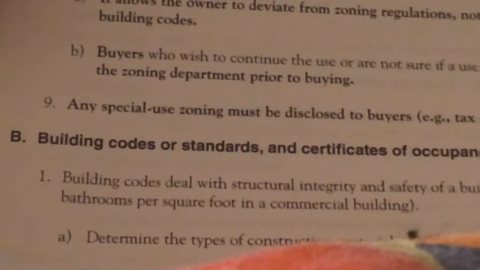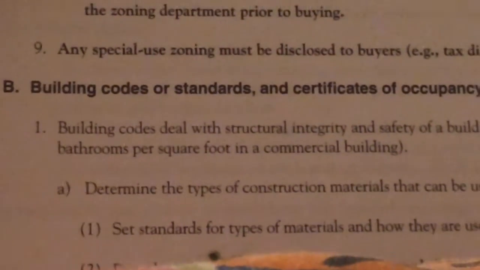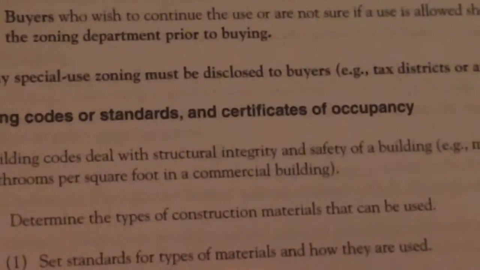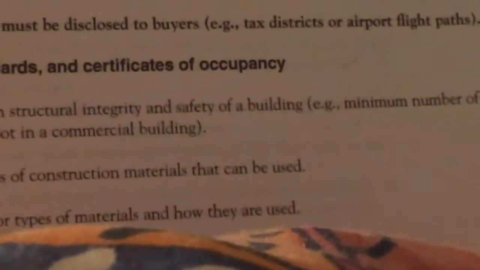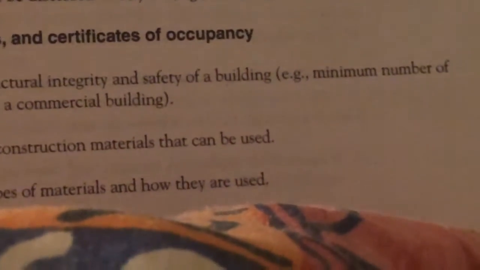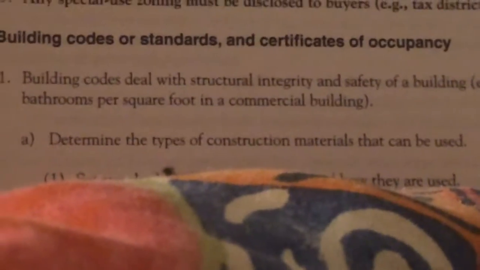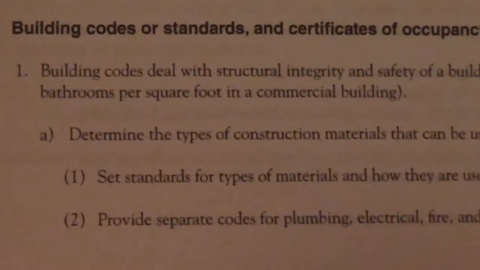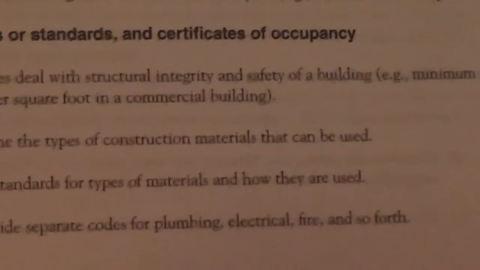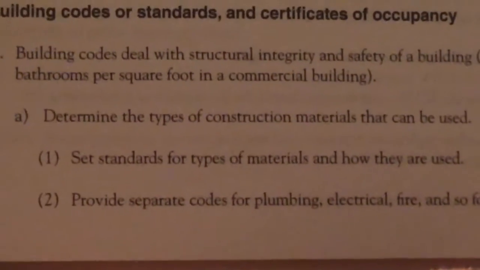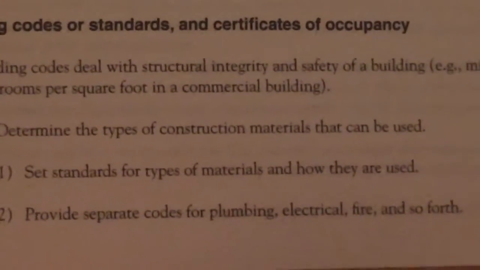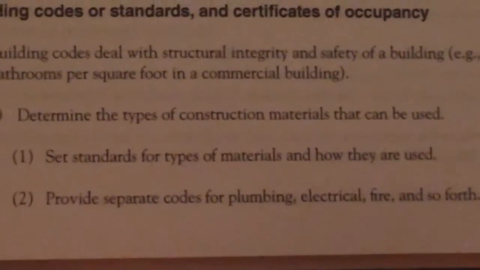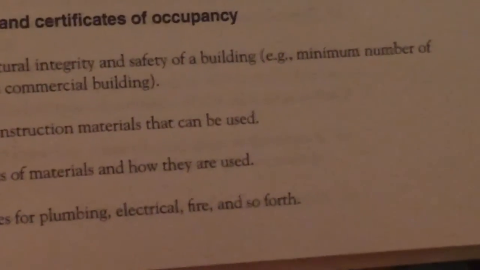B. Building codes or standards and certificates of occupancy. 1. Building codes deal with structural integrity and safety of a building. For instance, minimum number of bathrooms per square foot in a commercial building. A. Determine the types of construction materials that can be used. 1. Set standards for types of materials and how they are used. 2. Provides separate codes for plumbing, electrical, fire, and so forth.